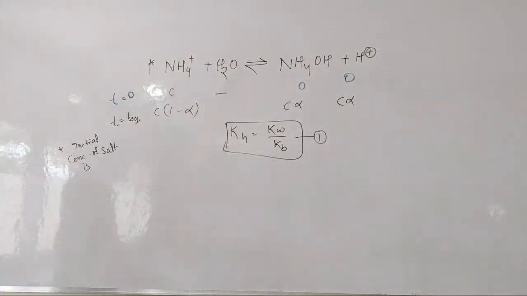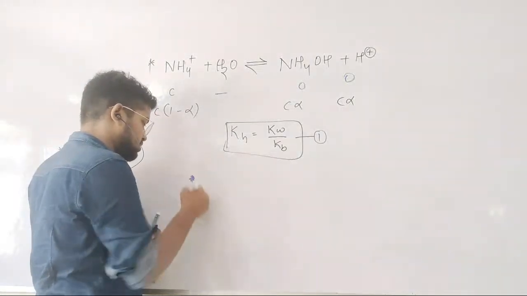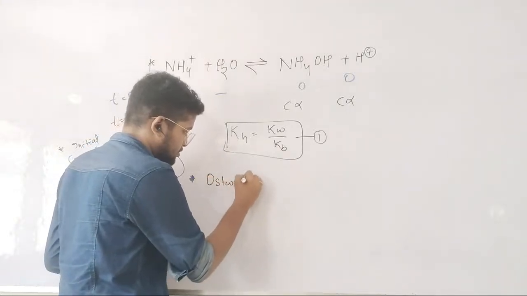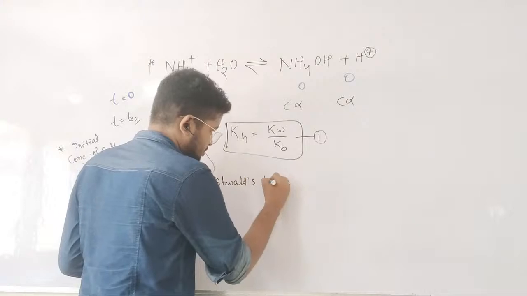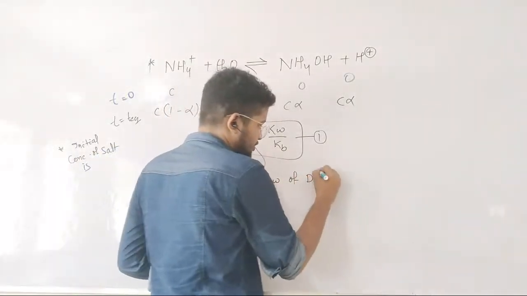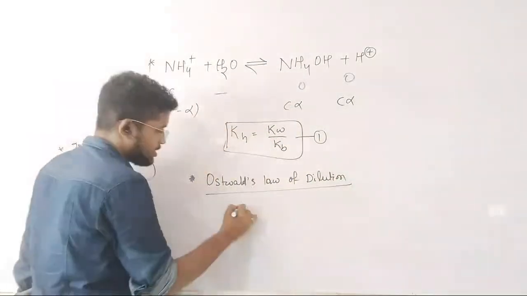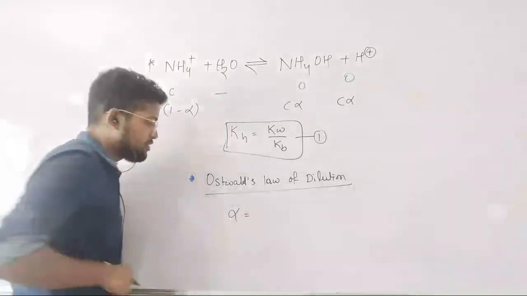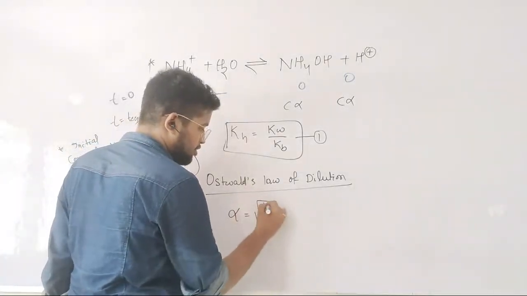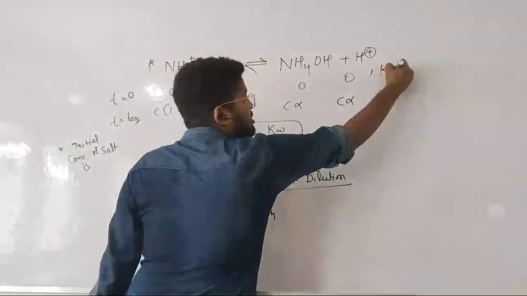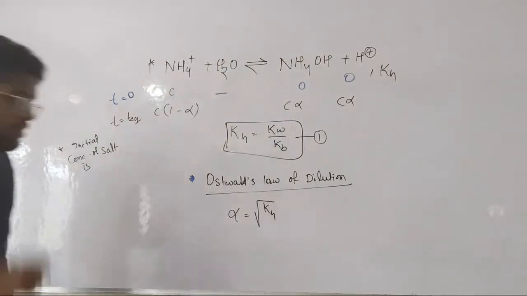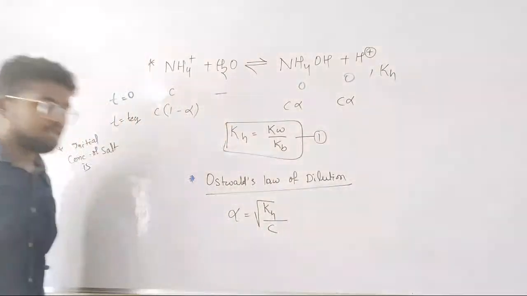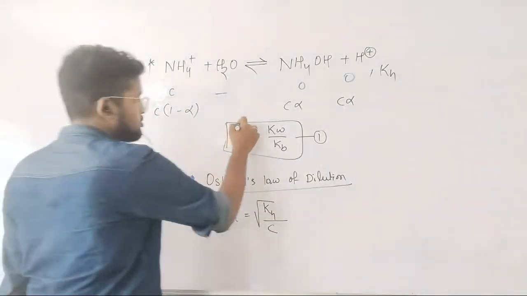Then, do you all remember Ostwald's law of dilution? Do you not remember Ostwald's law of dilution? Ostwald said that for a weak electrolyte, alpha will be equal to root over of the equilibrium constant. What is the equilibrium constant here? The hydrolysis constant, right? Alpha will be equal to root over Kh by C, right? Kh by C. Okay, so we need the Kh.